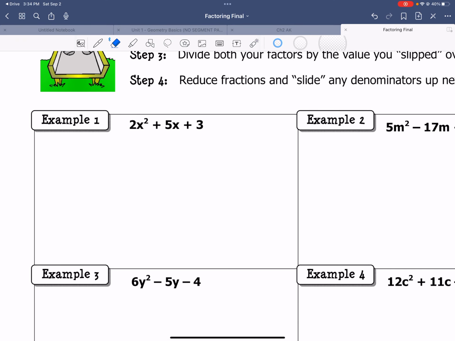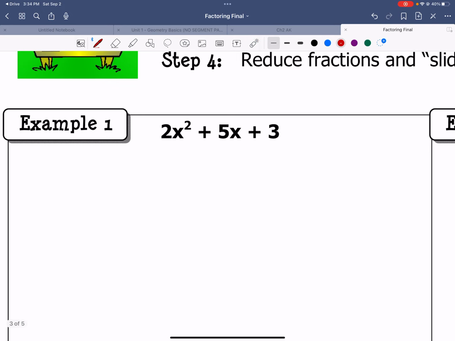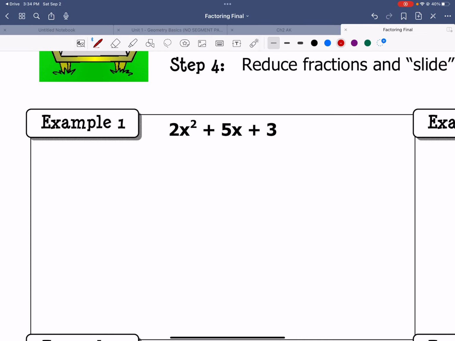So factoring the trinomial. Let's look at whether we have any GCF. Our smallest number is 2. 2 does not go into 5 or 3. So that's it. In that case, we have to factor this one using slip and slide, which is very easy. So let's look at it.